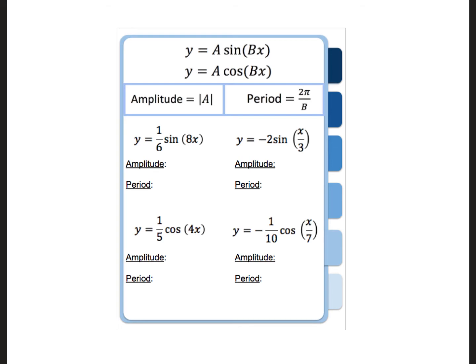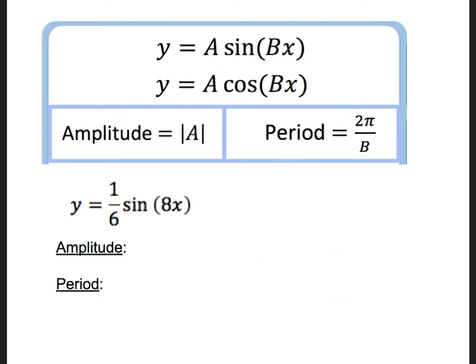We're doing 4 more examples. For these ones, you're going to have an amplitude that is probably not 1, and a period that changed from the original parent function. So without further ado, let's go ahead and get started.